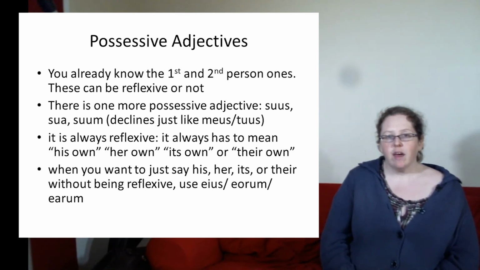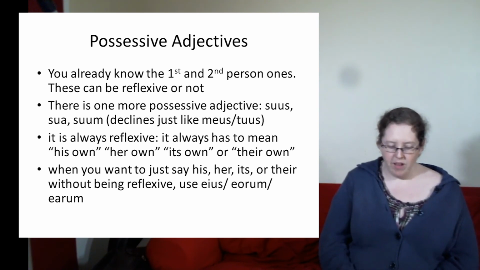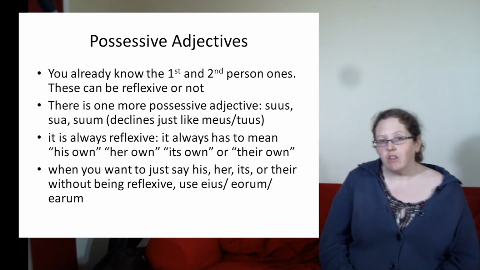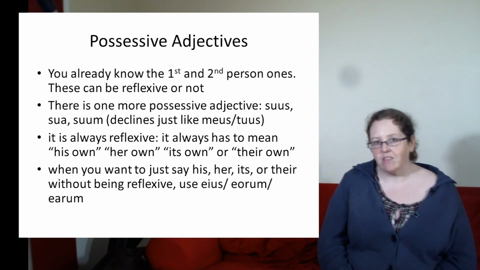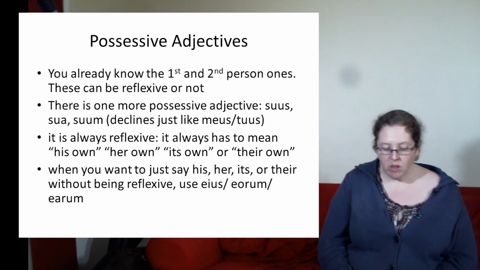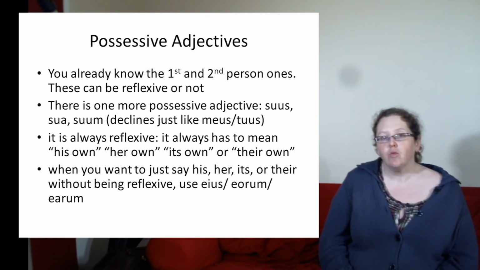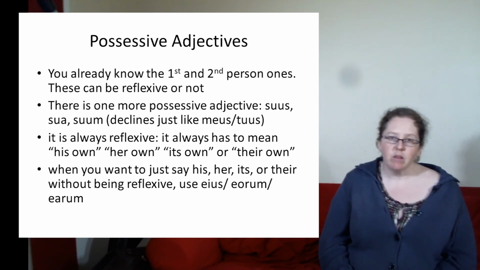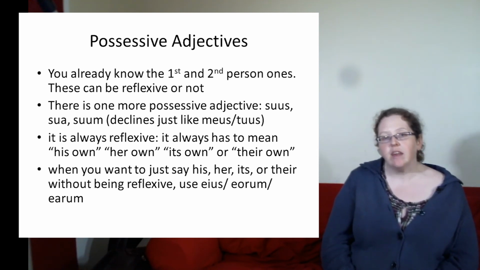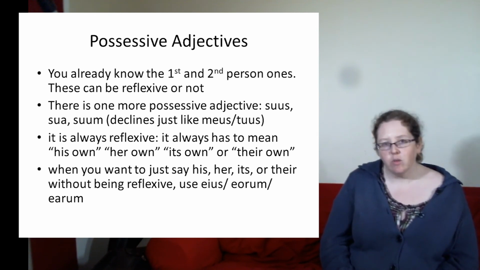There is a third person reflexive possessive adjective. And unlike the first and second person possessive adjectives, the third person one has to be reflexive. It is suus, sua, suum. It declines exactly like meus and tuus. And it is always reflexive. It has to mean his own, her own, its own, or their own.